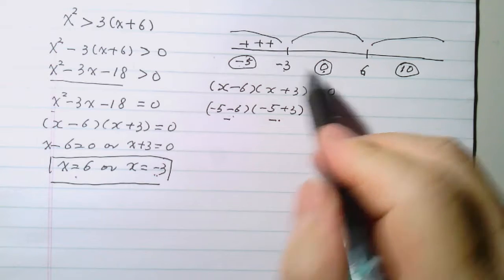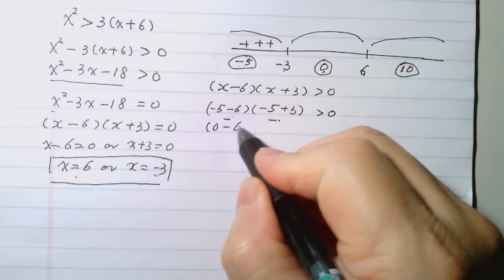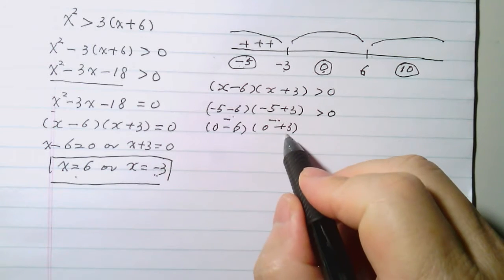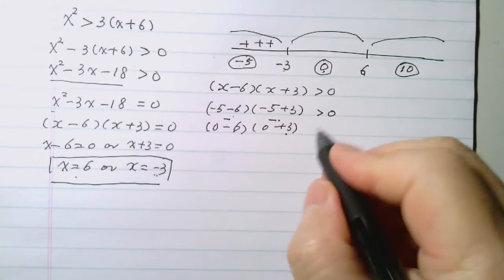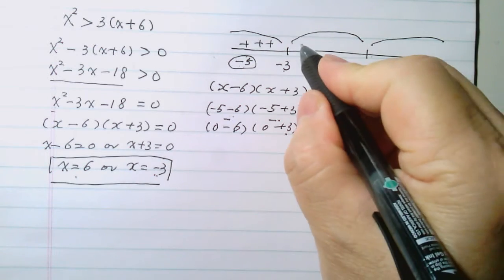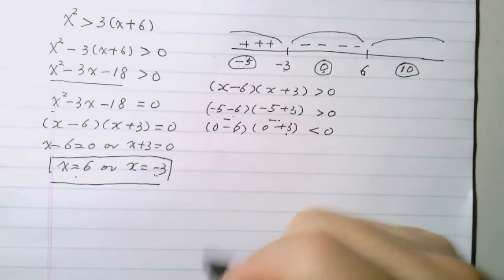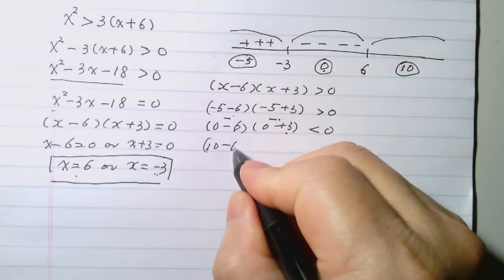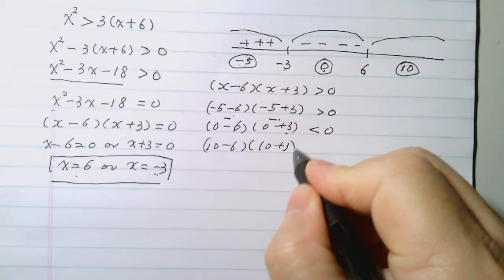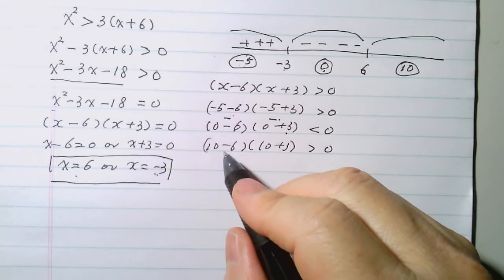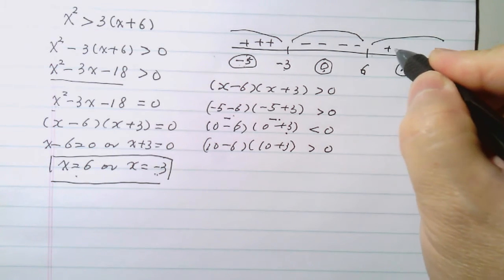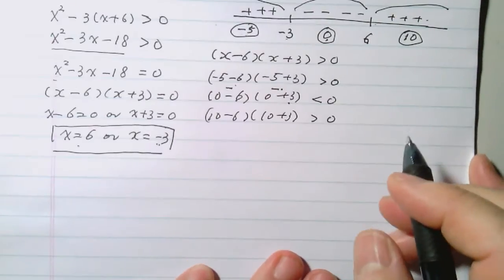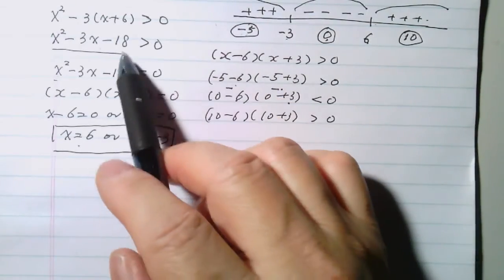Now I choose 0. I put a 0 in there: 0 minus 6, 0 plus 3. That's negative, that's positive. Multiplied together, sure, it's less than 0. So this is less than 0. The last one here is 10. I test 10 minus 6, 10 plus 3, and that is greater than 0. That's a positive.